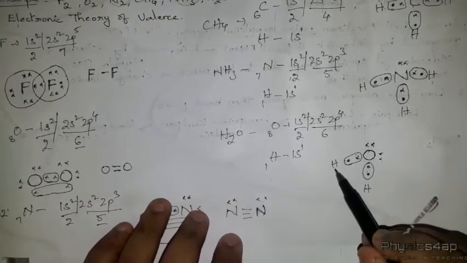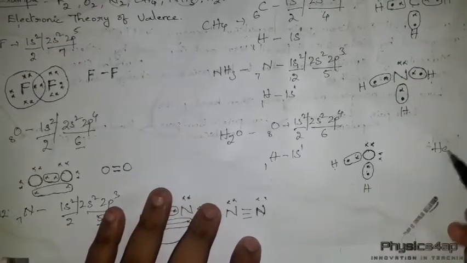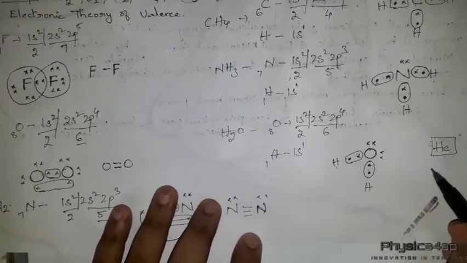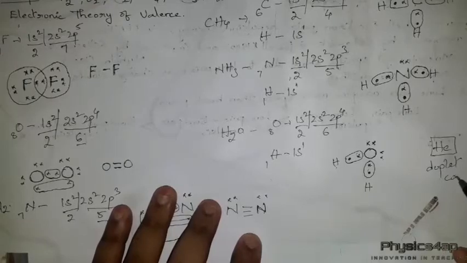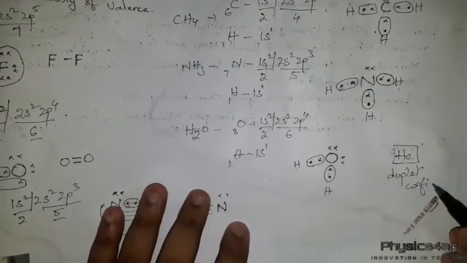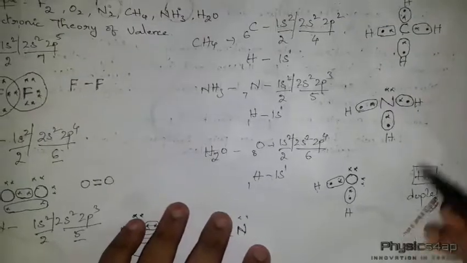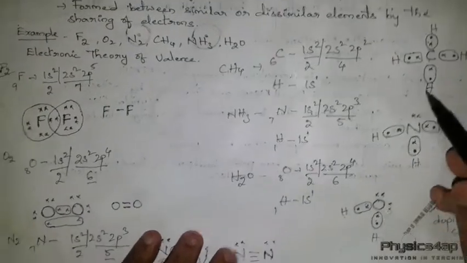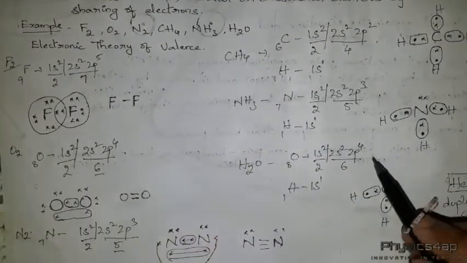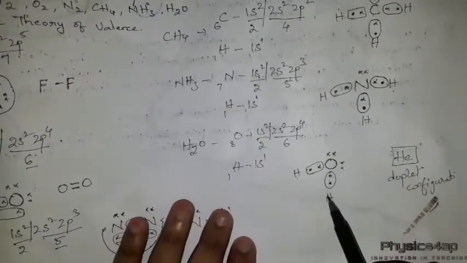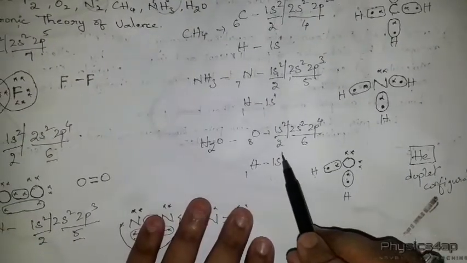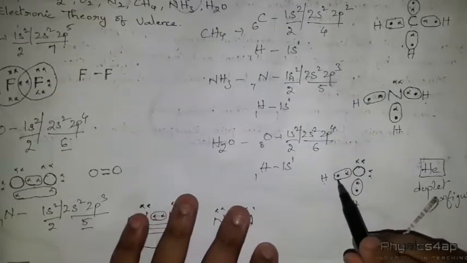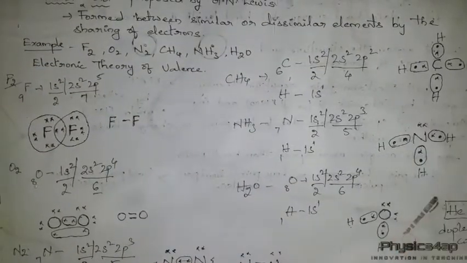And coming to hydrogen, which is near to the helium atom. As hydrogen is near to the helium atom, we consider hydrogen as a duplet configuration. The remaining elements, like nitrogen, carbon and oxygen, come under the octet configuration. But hydrogen needs only 2 electrons to be filled, so we take it as a duplet configuration. So hydrogen has 2 here, and here also we have 2 for the hydrogens.